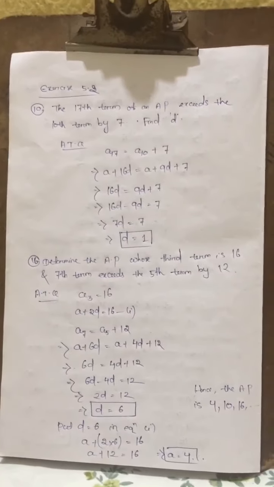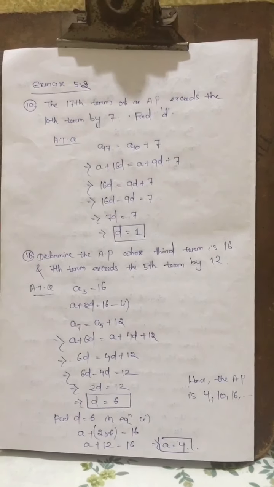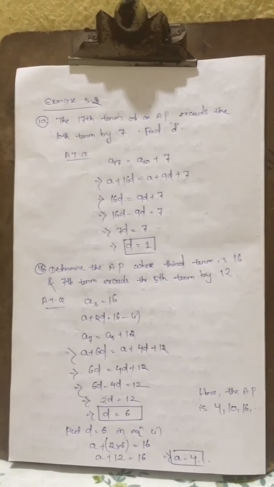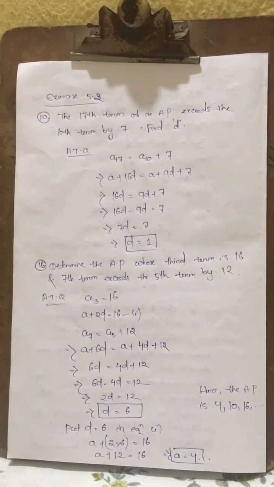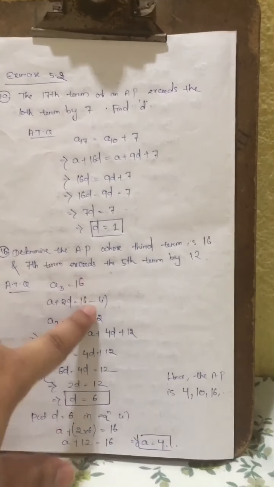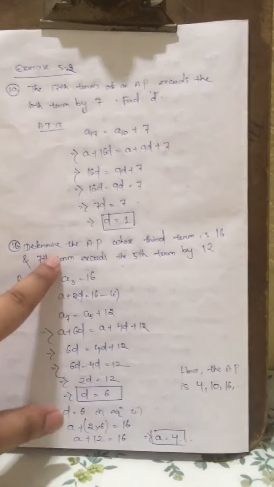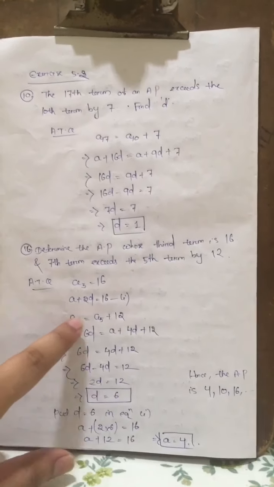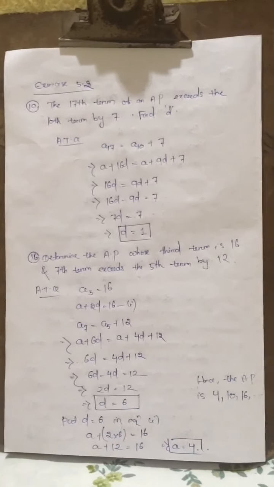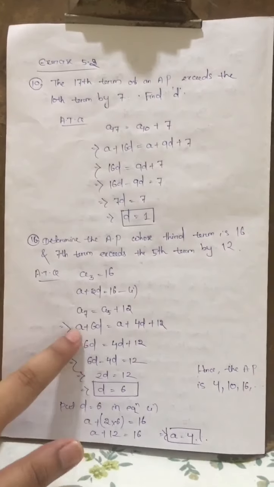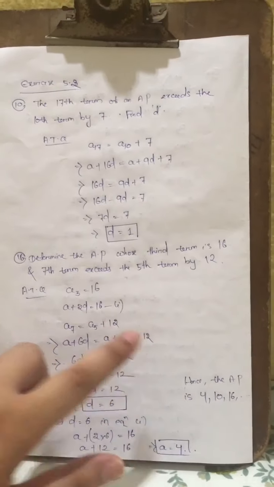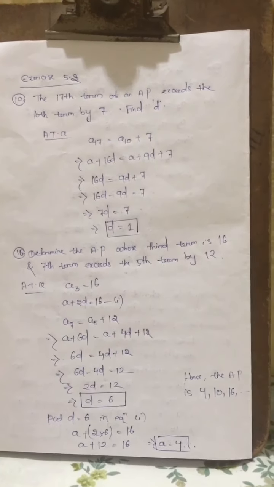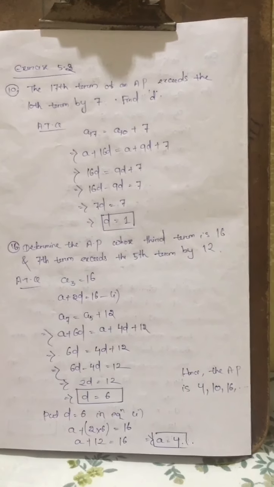So the last question: determine the AP whose third term is 16 and the 7th term exceeds the fifth term by 12. So you have to determine that AP. To determine the AP, you need the first term and the common difference. Here the third term is given as 16, means a plus 2d is 16, and it is saying the seventh term exceeds the fifth term by 12. Similarly, the seventh term is greater than the fifth term by 12. So for a7 I put a plus 6d, a5 I put a plus 4d plus 12. So a gets cancelled, so 6d is equal to 4d plus 12. So 6d minus 4d is 12, so 2d is equal to 12, so d is equal to 6.